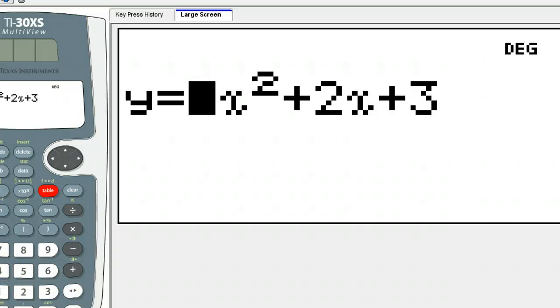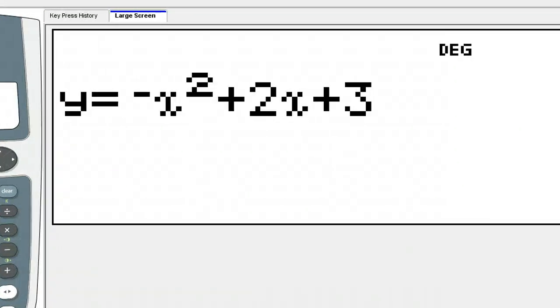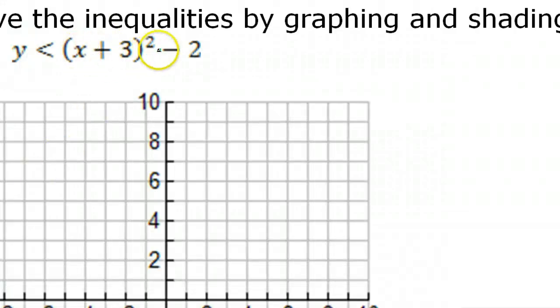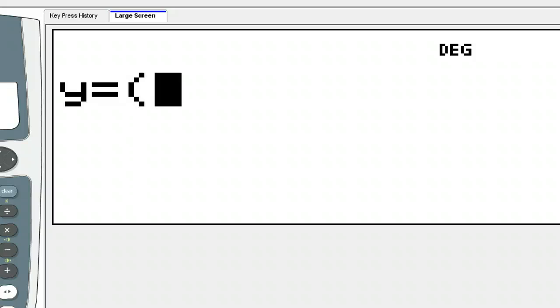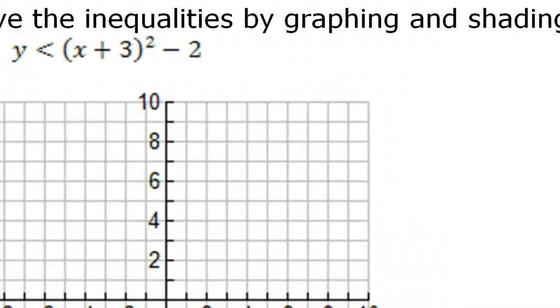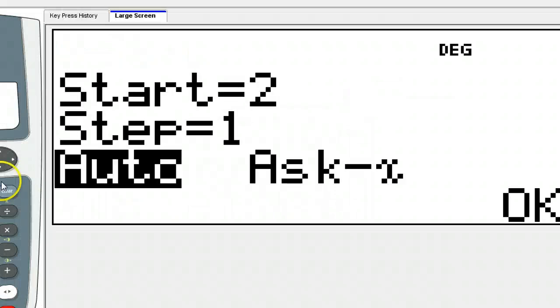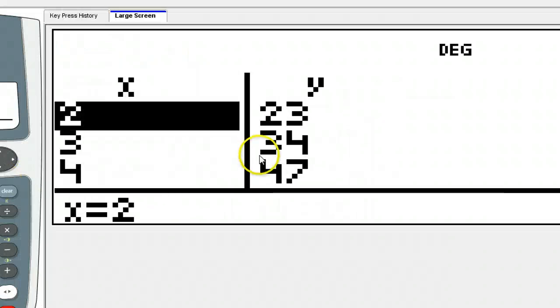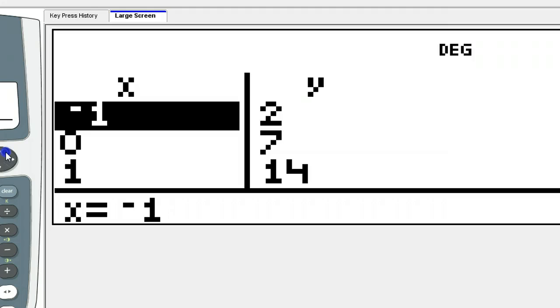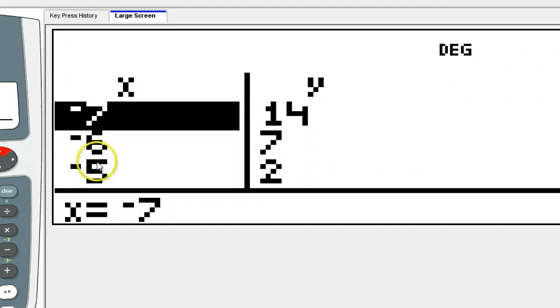You hit your table button. Alright, (x plus 3) squared minus 2. So we have (x plus 3) squared minus 2. Let's check it one more time. Okay, let's take a look. Wow, there's some big numbers. Let me get to where things start to fit. Okay, negative 6 comma 7 is the first number that fits.